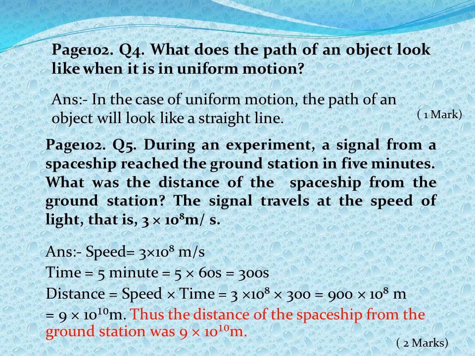Answer: Speed equals 3×10⁸ meter per second. Time is 5 minutes, that is 5×60 seconds, 300 seconds. Distance equals speed into time, that is 3×10⁸ into 300 equals 900×10⁸ meter, that is equal to 9×10¹⁰ meter. Thus, the distance of the spaceship from the ground station was 9×10¹⁰ meter.